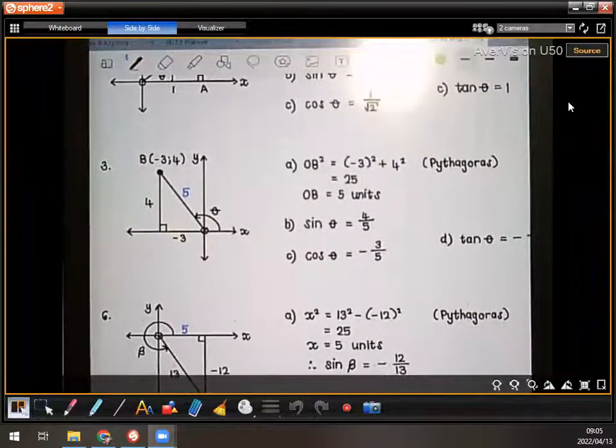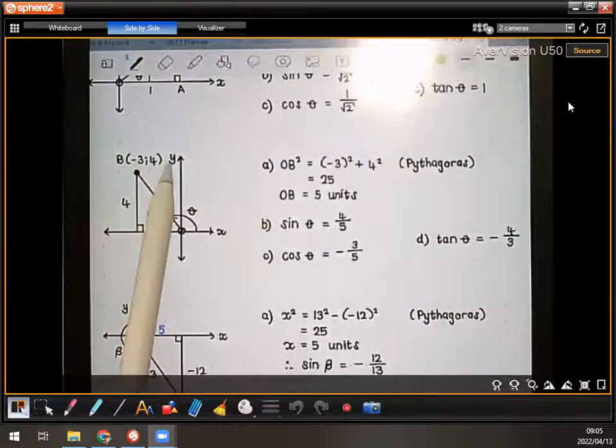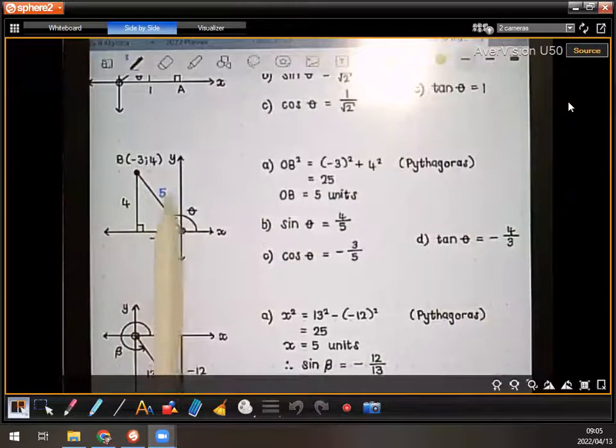There we have number 3. So number 3 was in the second quadrant. So they gave you point B was (-3, 4). So the x length is -3, the y length is +4. You again use Pythagoras to find OB, the hypotenuse. And then you just use your triangle to get the ratios.